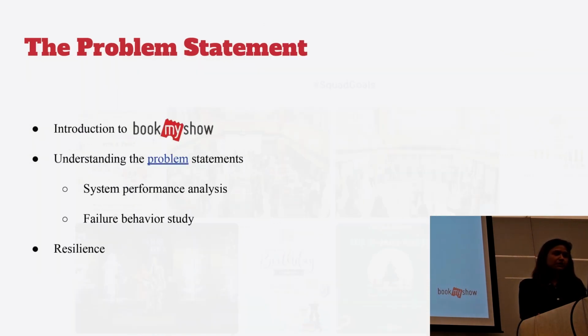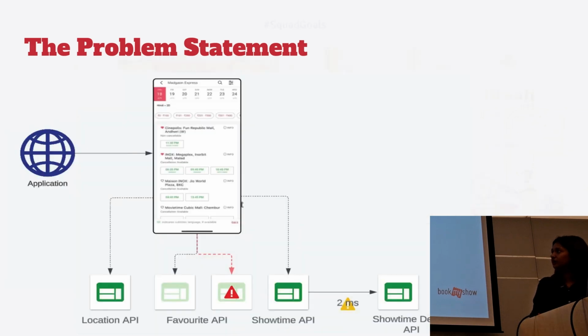So BookMyShow, we all know that it's the go-to ticketing platform for all your ticketing needs, right? But there were certain problem statements that we were trying to address. I'll just show an architecture diagram so that we are all on the same page and sure about what we are talking about. The application here refers to a web application. For example, if you are opening that application on your phone, that is your application.